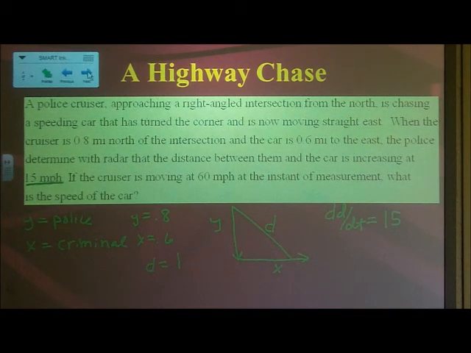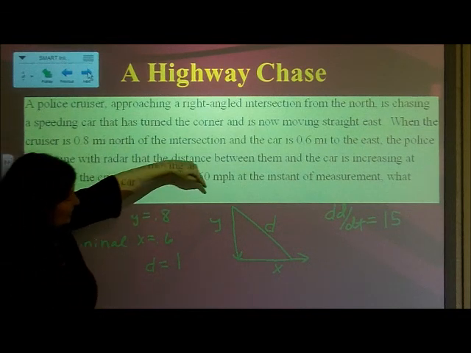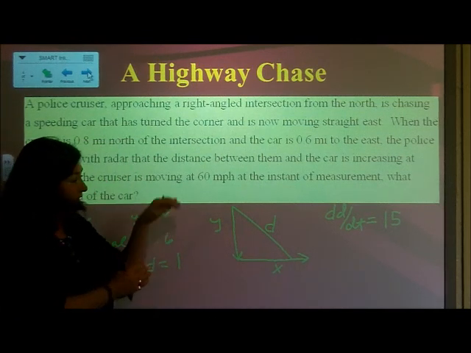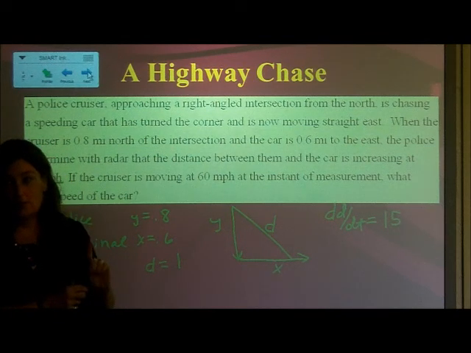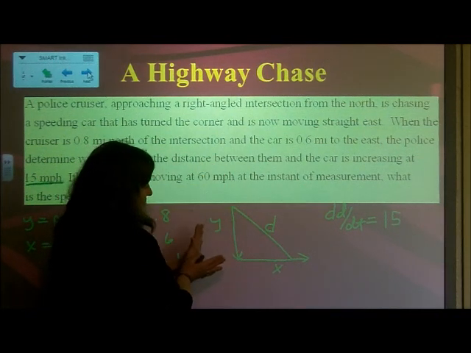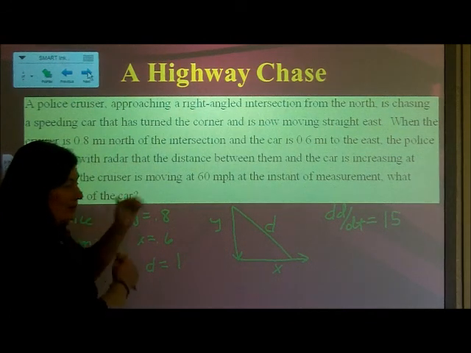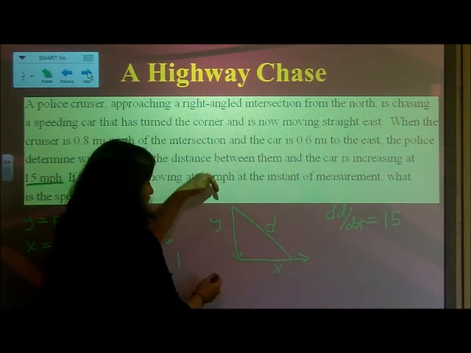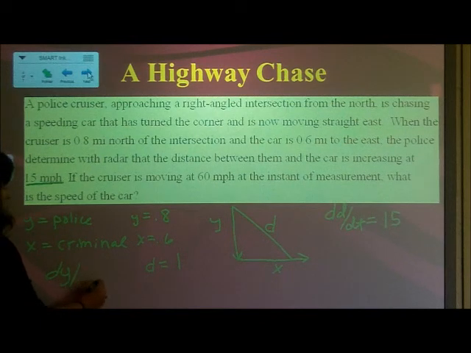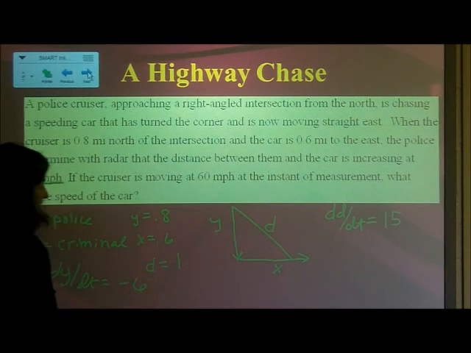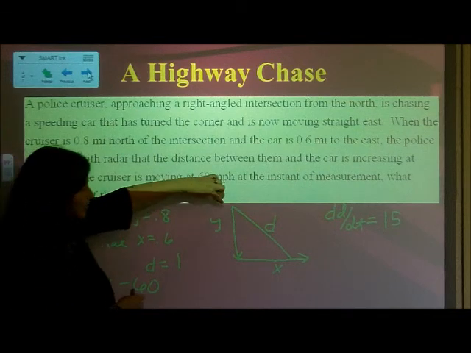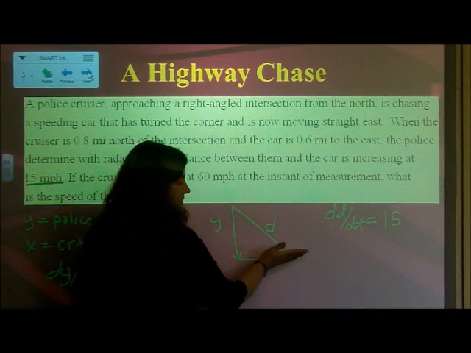Okay, here's an important point, ready? Do you see how this one is moving in and this one is moving out? If your two objects are moving in opposite directions, one of them has to be negative. One's negative and one's positive. If they were both moving in, you could make them both negative. If they were both moving out, then both would be positive. So dy/dt is negative, because the cruiser is minus 60. Oh, because it's going down? Yep, because it's closing the distance. It's coming in, so it's negative. This one's going out, positive.